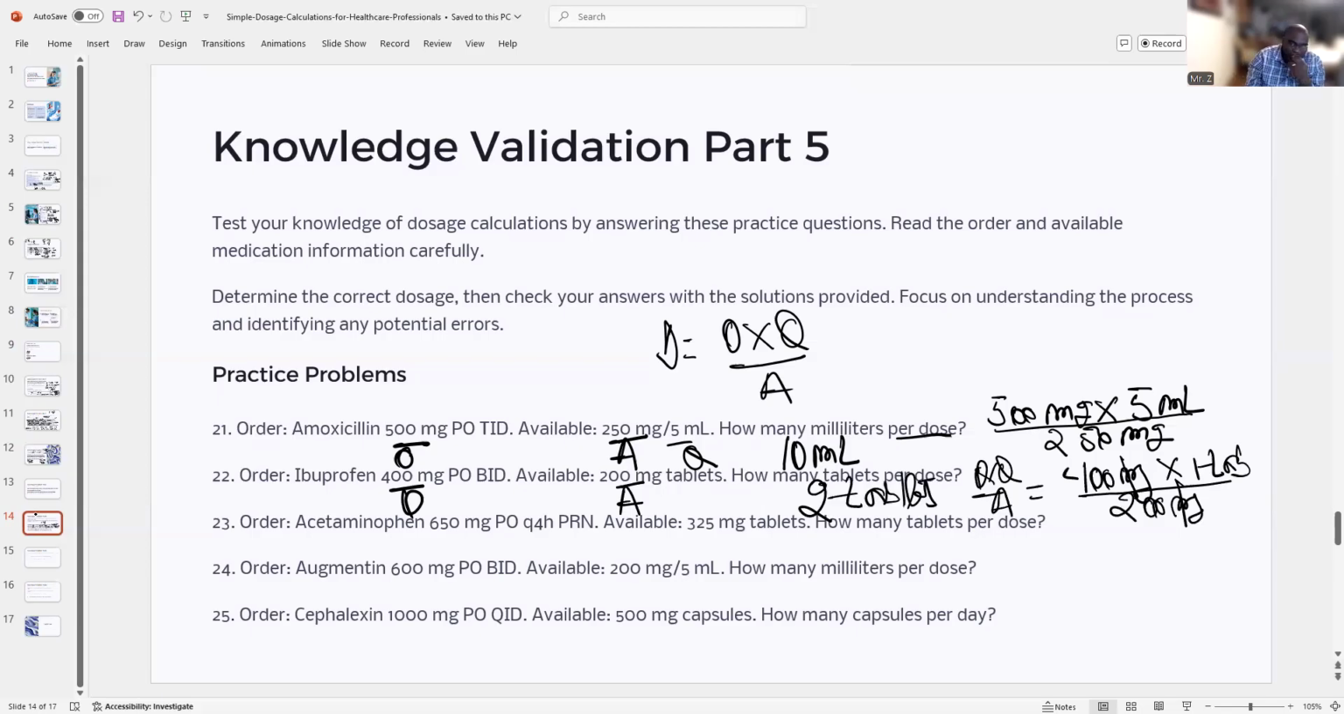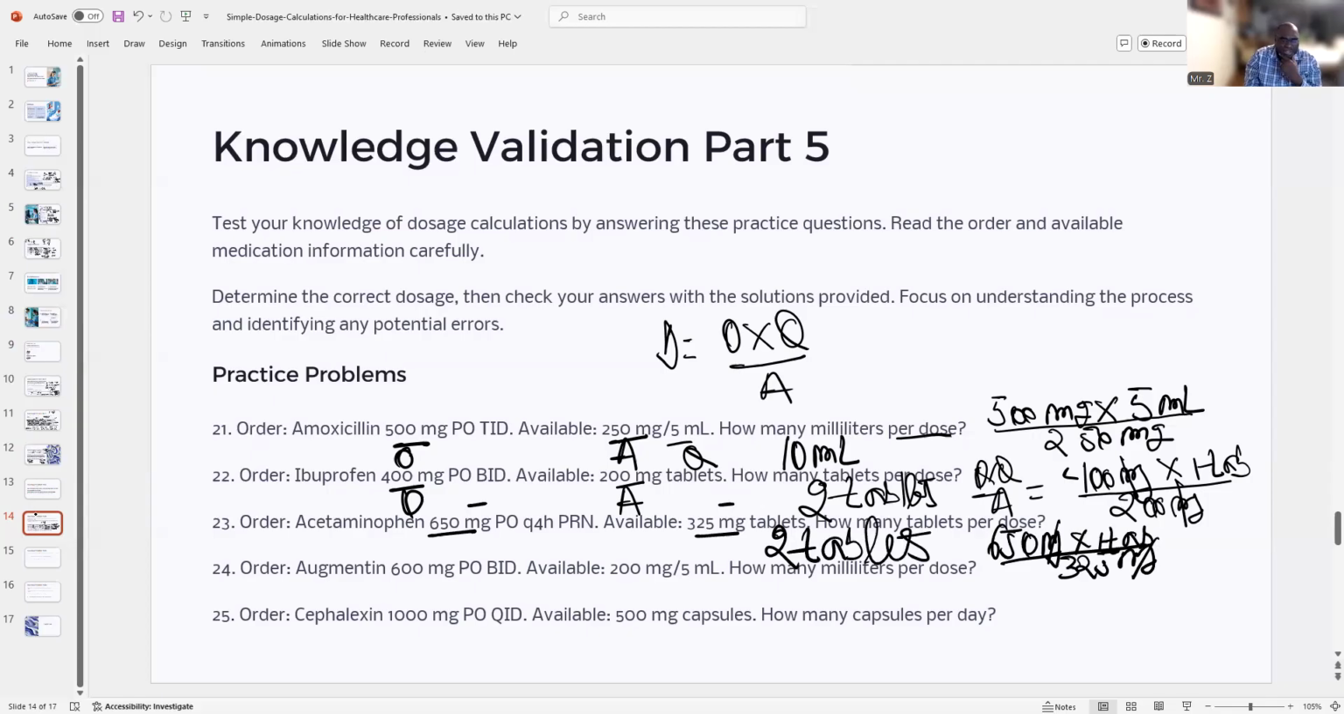Let's look at number 23. The doctor prescribed 650 milligrams. Available, I have 325 milligram. Milligram and milligram, they are together. Well, what will I have? Your order is going to be 650 milligram multiplied by 1 tablet divided by 325 milligram. Milligram and milligram cancel out. You have 650 divided by 325. You will have 2 tablets.